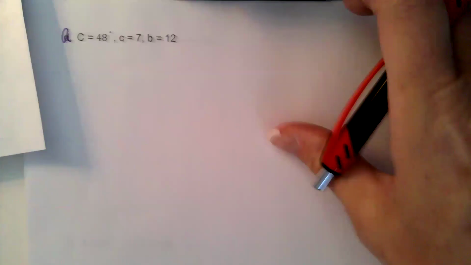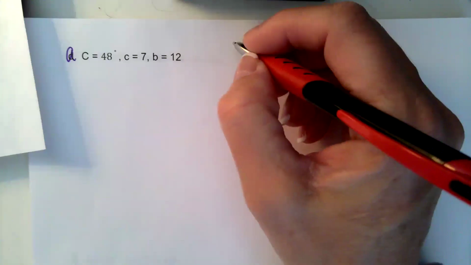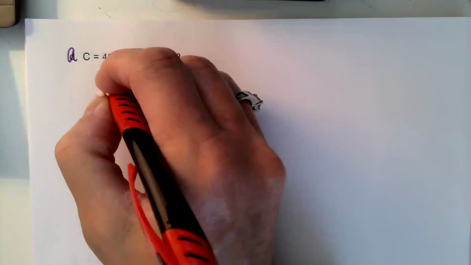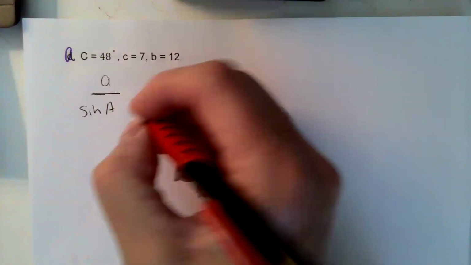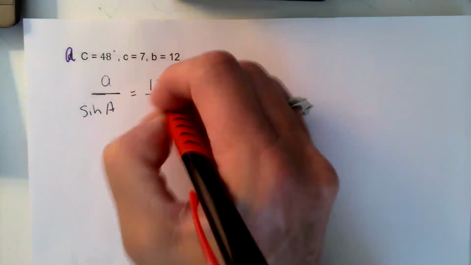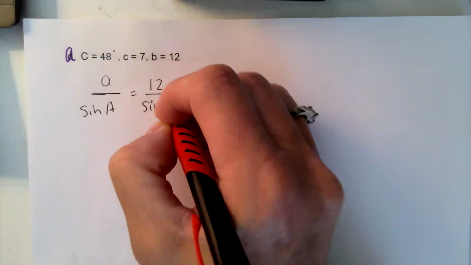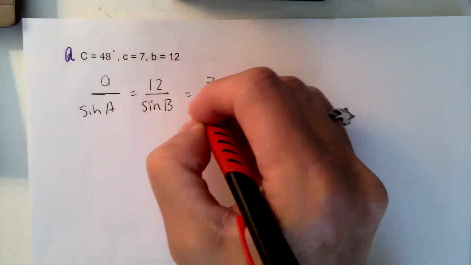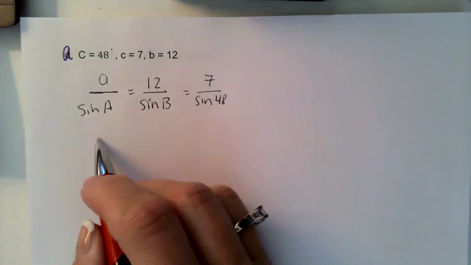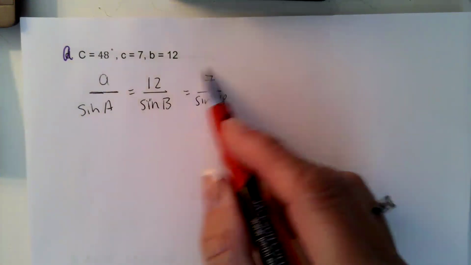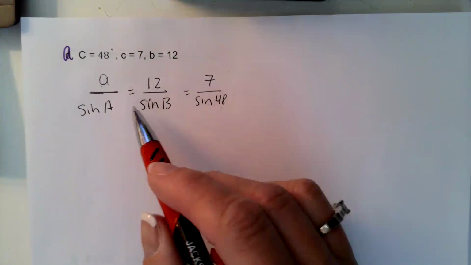So right now we have A over the sine of A, which we know nothing about. And we have B over the sine of B. And then we have 7 over the sine of 48. Okay. So we're going to use this ratio here to solve for the other possibilities.